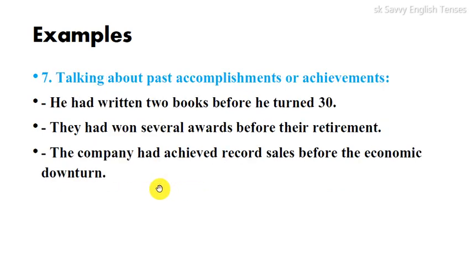Okay, number seven is talking about past accomplishments or achievements. He had written 2 books before he turned 30. They had won several awards before their retirement. The company had achieved record sales before the economic downturn.